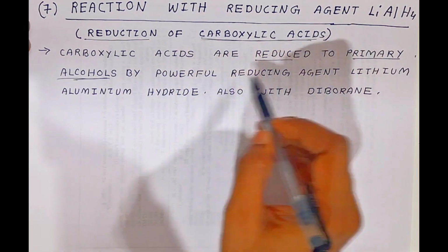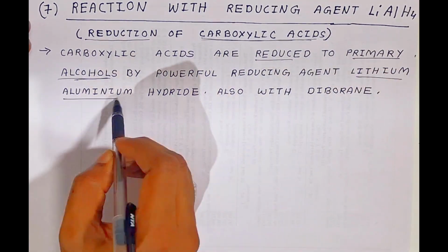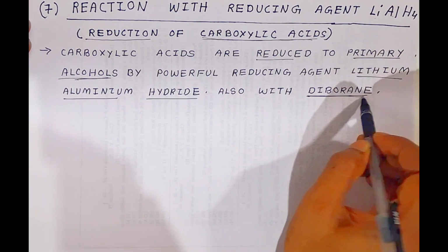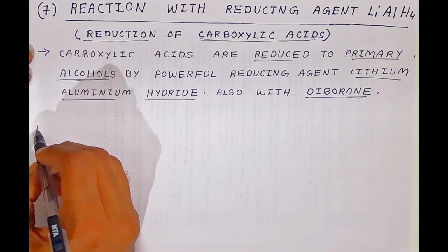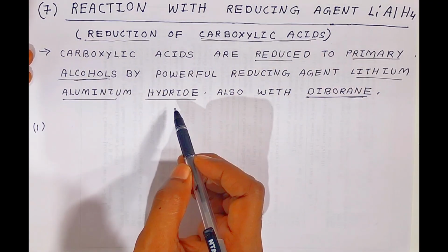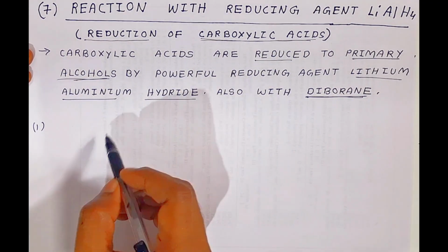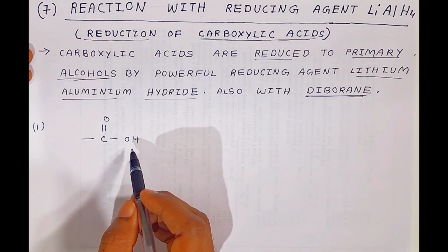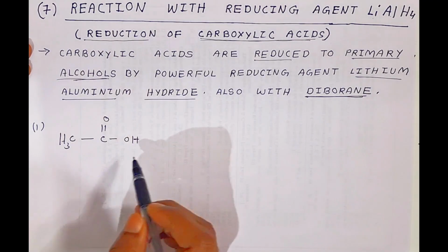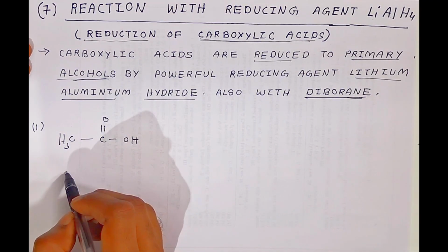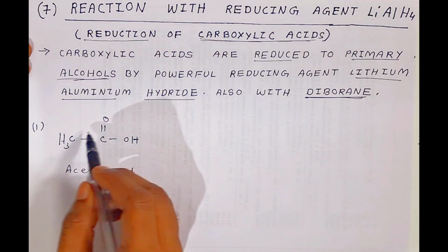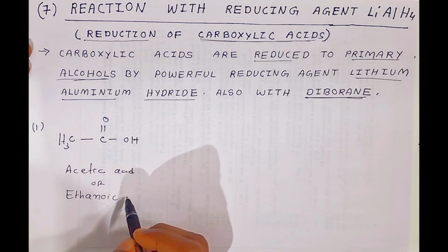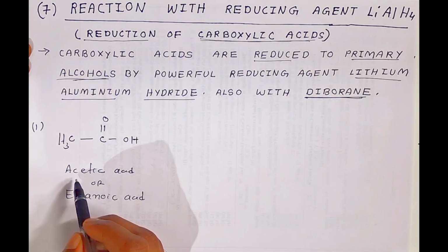For that, students, you have to use a powerful reducing agent like lithium aluminum hydride. This is lithium aluminum hydride. Also you can reduce with diborane. Diborane also contains hydrogen. Okay students, so simplest, this is the carbonyl. One valency is always taken by the hydroxyl group, another by methyl. The simplest acid I am taking is acetic acid. In the IUPAC system we call it ethanoic acid because it contains 2 carbon. Ethanoic acid is nothing but acetic acid.